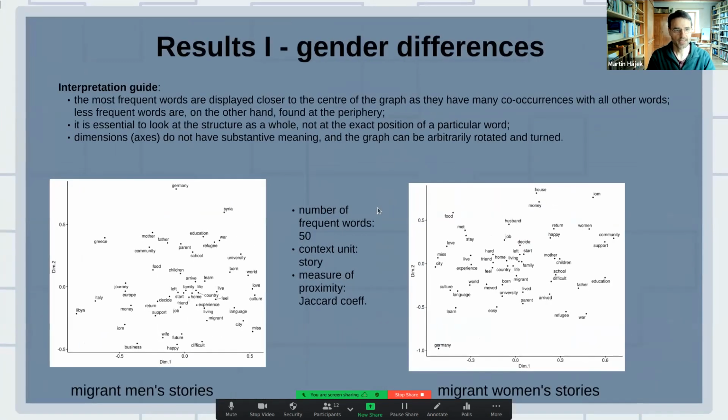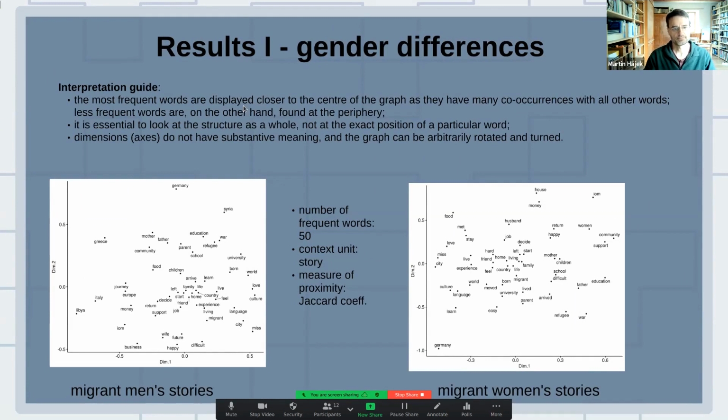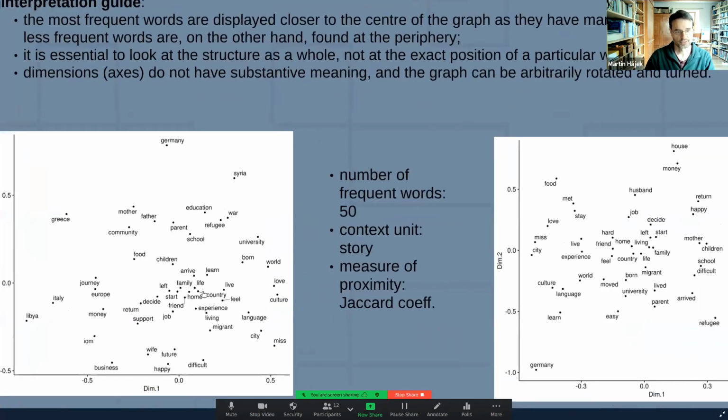And the first rule or guide is that words that are frequent in the corpus, in the documents, occur closer to the center of the graph than less frequent words that occur in the periphery of the graph. The reason is that frequent words occur more frequently, so they have closer distance. If there is home and country, for example, these two words, and life and family, are present in almost all documents, in all stories. So on the map they are close and they are in the center because they occur frequently. So the distance is short.